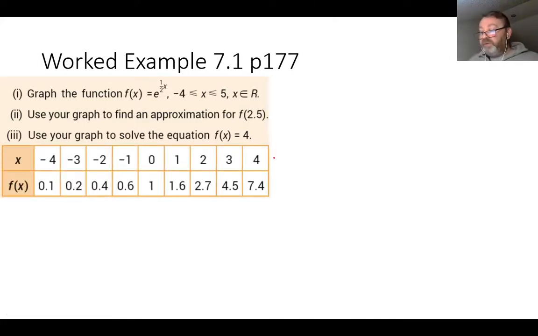There it is. Now I didn't put in 5 into this one because I wanted to just keep it flush with the question above, so don't worry about the 5, doesn't matter. 0.1, 4, 7.4. So I'm being told to graph.